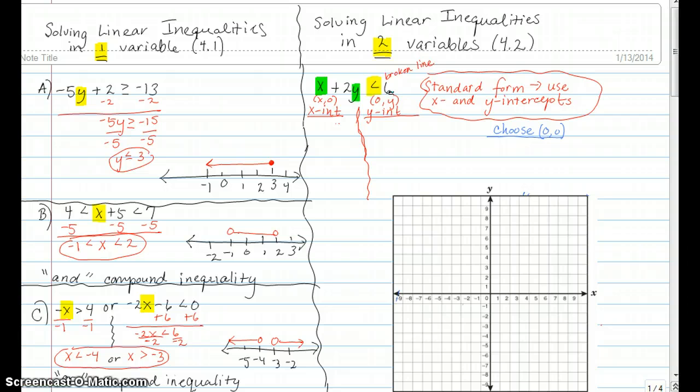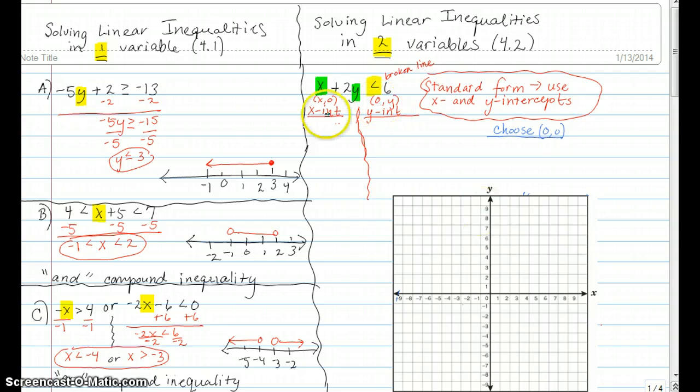Since it's in standard form, we're going to use x and y intercepts. An x-intercept will lie on the x-axis, a y-intercept will lie on the y-axis. Meaning that for the x-intercept, the y-coordinate is 0, you can see that right there. And for the y-intercept, it's on the y-axis, so the x-coordinate will be 0.